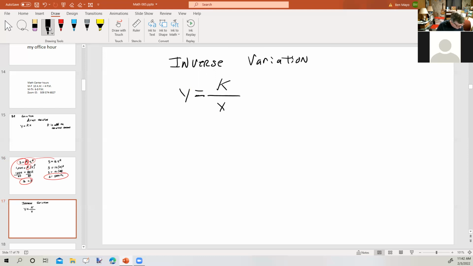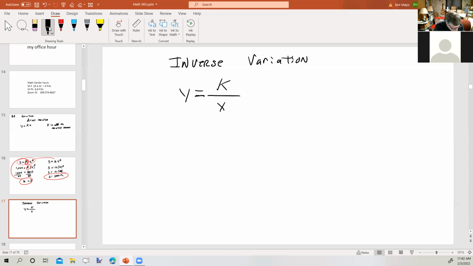So here's an example. It says, the frequency of vibration of air in an organ pipe, a pipe organ, you know, like in a church, anyway, varies inversely to the length of the pipe. If a pipe 2 feet long vibrates 256 times per second, how many times per second will a 6-foot pipe vibrate?